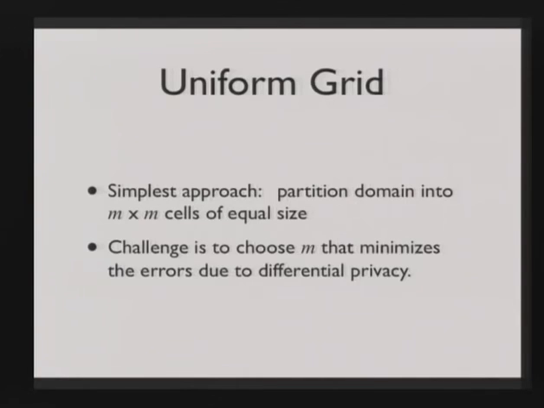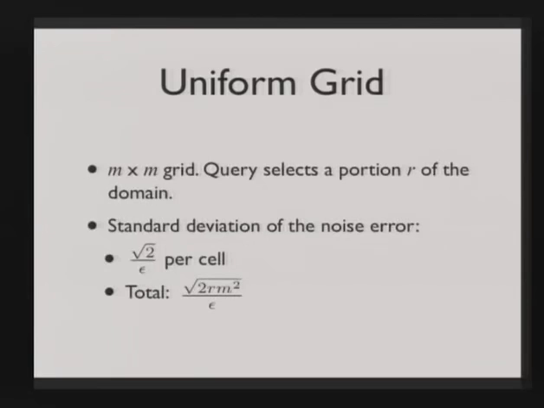And let me give you some brief introduction into how we decided to choose M in order to minimize these two errors. Let's first look at the noise error. Let's look at the standard deviation of the noise error. As I said before, the standard deviation for the Laplace distribution with scale 1 over epsilon is square root of 2 over epsilon. So I have a standard deviation of square root of 2 over epsilon per cell.